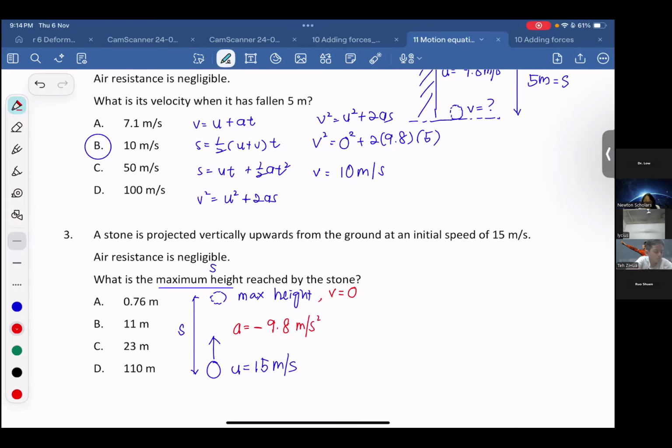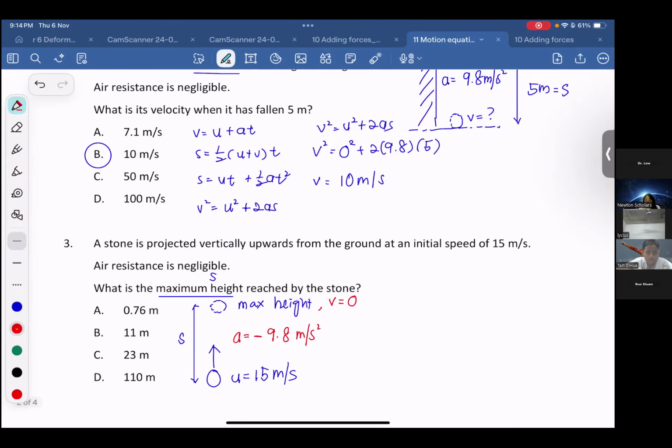Can you try? What formula should you use to solve this question? You have S, V, A, U. So what formula should you use?